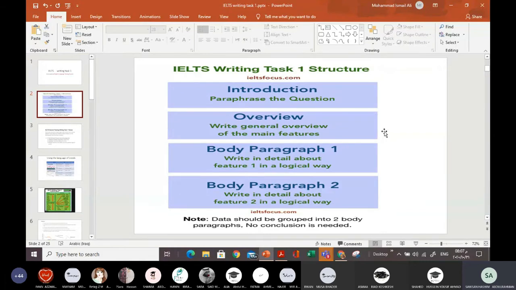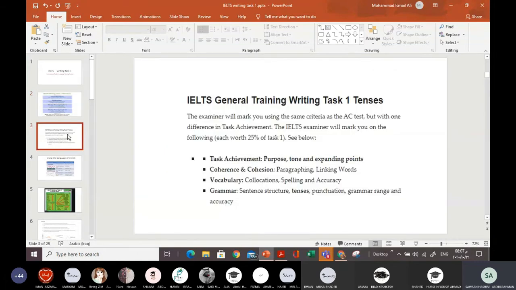Because everything is fact. But what are you going to write here? Just main features or just a general overview? Let's apply. When we apply, it will be very easy for you. Let's take here Alice General Training Writing Task 1. Let's come to the tenses. What kind of tense are we going to use?